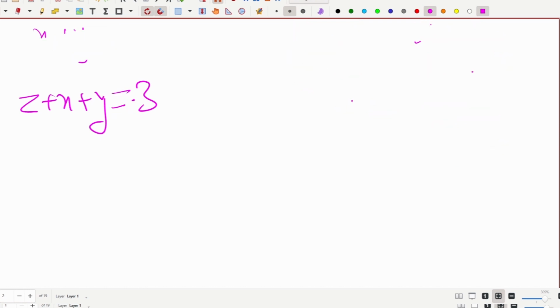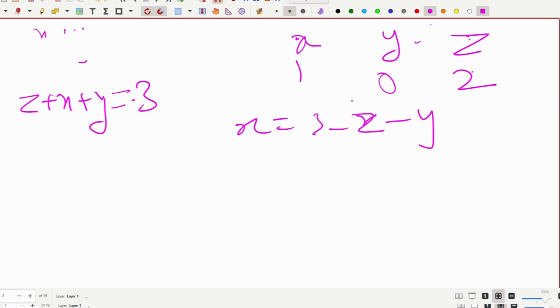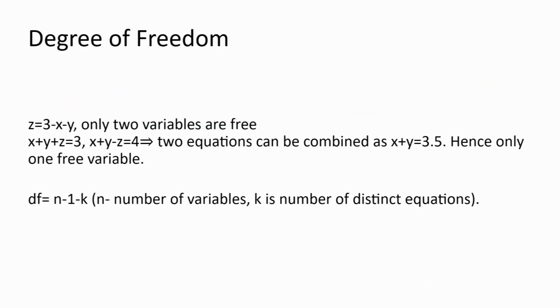Now here also, if you can see, if x is 1, y can be something. Let us say y is 0. Then z cannot be anything. Z has to be 2. So now here only 2 variables are independent. As I wrote, x is equal to 3 minus z minus y, or otherwise, z is equal to 3 minus x minus y.